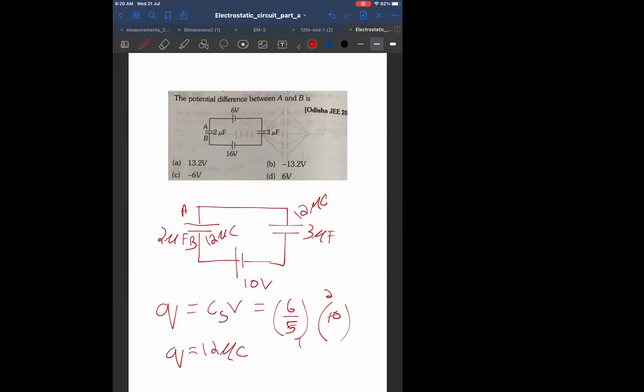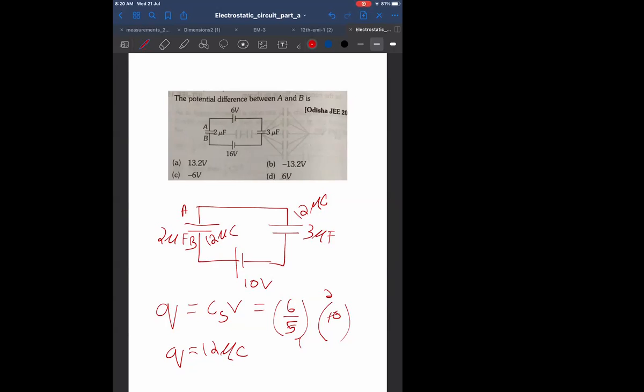Anyone else getting any other answer? Option C. Why C, Hetmi and Varsha? Why not D? Sir, the potential difference between A and B, and A is at a lower potential than B, so it will be negative. Okay. Yes, I will come to that point later. But first tell me, are you getting answer as 6 volt, all of you?